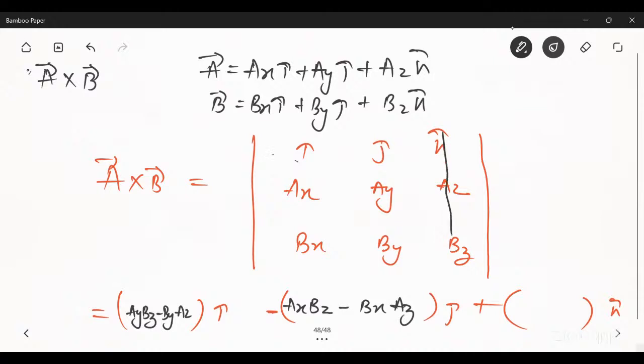Now the k column. Skip the first row and third column and multiply crosswise. So AX BY minus BX AY. So this was the value of A cross B. In this way you can find the value of A cross B: (AY BZ minus BY AZ) i cap minus (AX BZ minus BX AZ) j cap plus (AX BY minus BX AY) k cap.